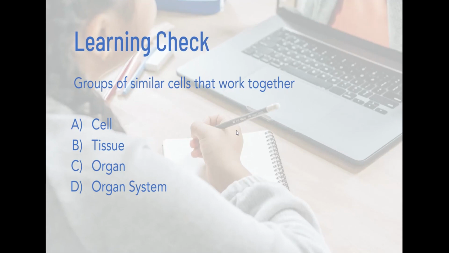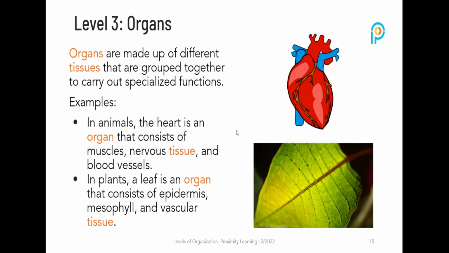Quick learning check. Groups of similar cells that work together. What are they called? Put your answer in Zoom chat. If you chose B, tissue, you are correct. All right, so we have cells, then we have tissue.